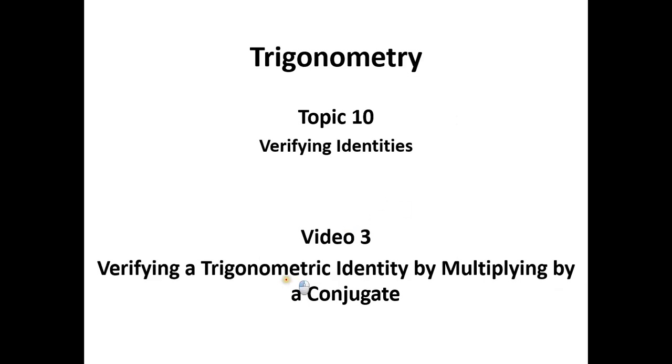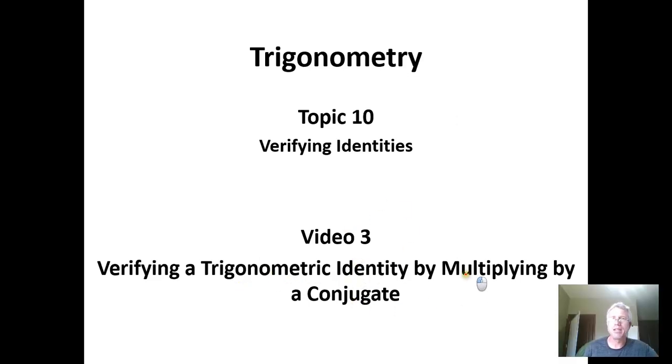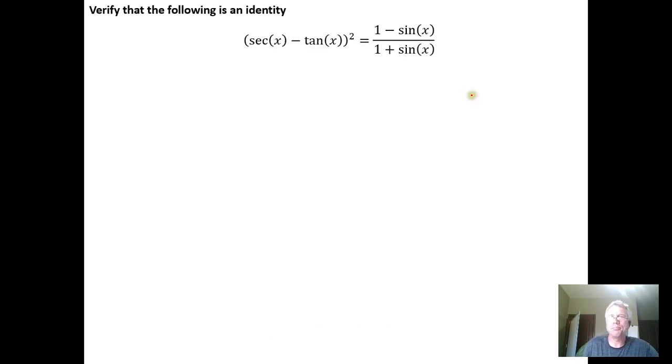In this video, we're going to verify a trigonometric identity by multiplying by a conjugate. So the idea is this. If we have something of the form a plus b, the conjugate of that is going to be a and b, but instead of a plus, we'll put a minus. And this gives us a difference of two squares pattern. So when we multiply it all out, we get an a squared minus b squared.